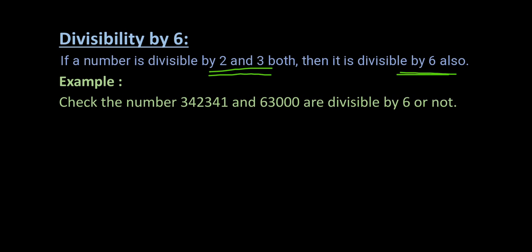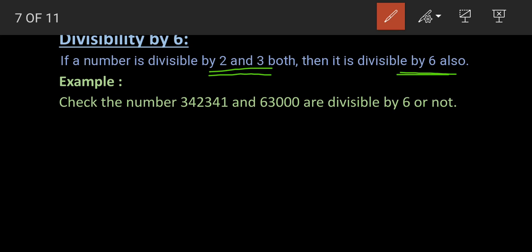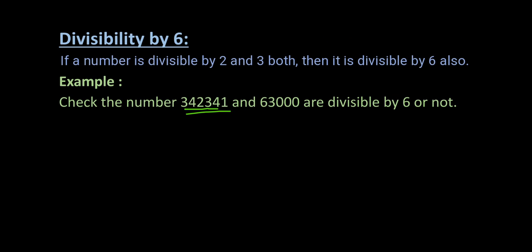So here is an example. Check whether the numbers 3,42,341 and 63,000 are divisible by 6 or not. We have to check that these two numbers are divisible by 6 or not. For that, what to do? We have to check the divisibility of each number by 2 and 3. After that, we can say whether it is divisible by 6 or not.